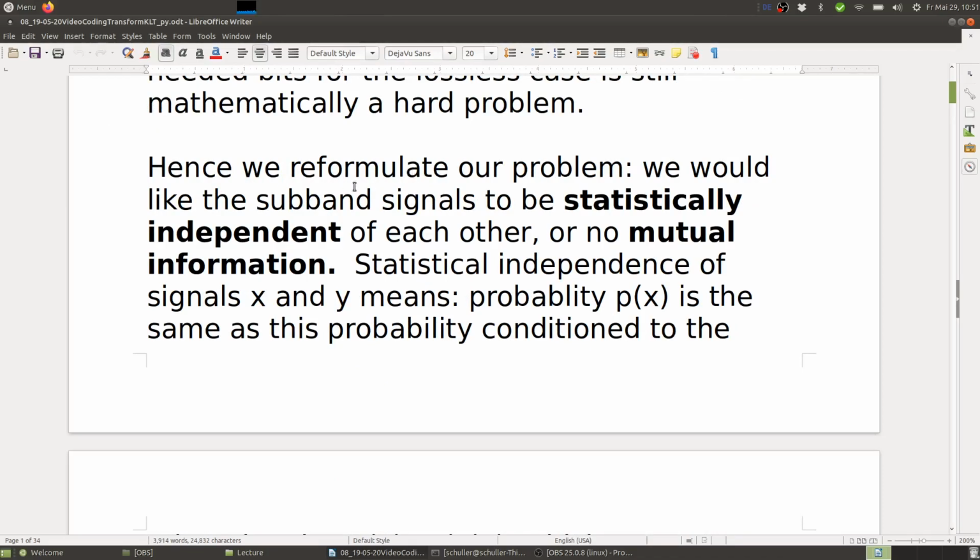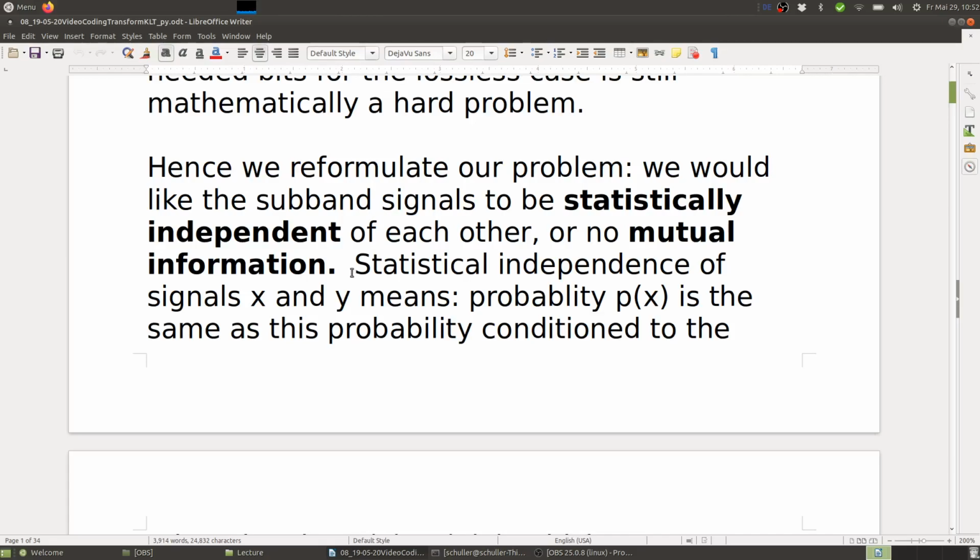We would like the subband signals to be statistically independent of each other, which means no mutual information. If they had mutual information, that would be a waste of bits. Basically, we would encode the same information several times, which we don't want. So this is already a good formulation for lossless compression. Actually, this approach of simplifying a problem is in general a good approach in engineering.